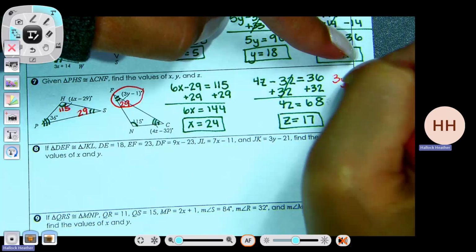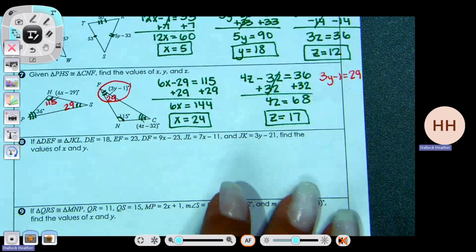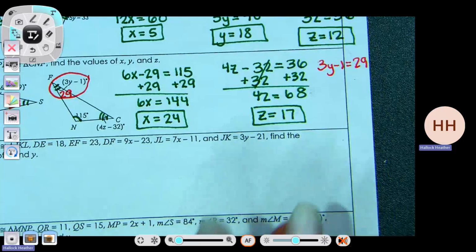So 3y minus 1 equals 29. This is the point of the year where multiple things are going to start falling into place, and you're going to have to do multiple steps and add in the old stuff that we learned about to get to the next step. So it's still a two-step equation. We found the missing angle is 29. So I'm going to add 1 and divide.